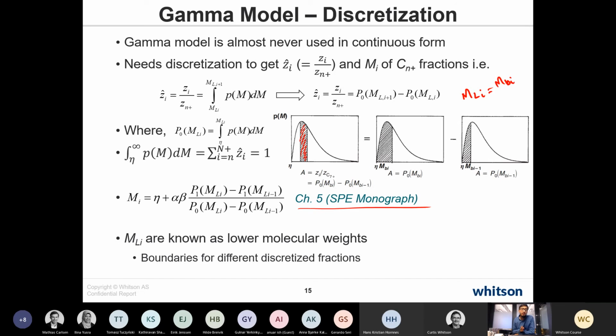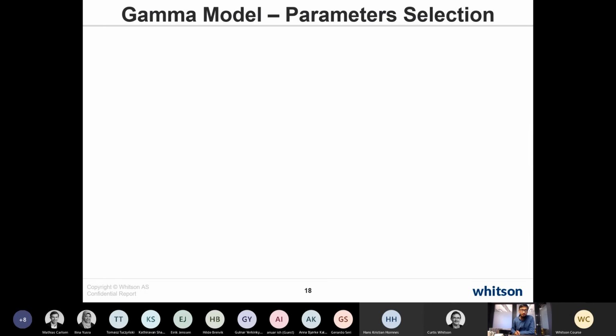If it's only single carbon number fractions, those molecular weight boundaries may be different. If those are lump fractions, for example, refinery cuts from the TBP data, those boundaries may be different. And there are different ways of finding those boundaries.